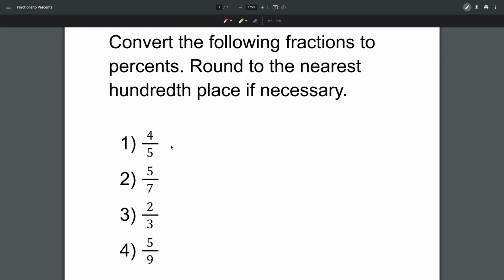We've got 4/5. So the first thing I'm going to do is convert it to a decimal. I'm going to take the numerator, so 4, and divide it by 5. 5 doesn't go into 4, so we're going to write a 0 here, but we're going to make this 4.0, place our decimal point here. And 5 goes into 40 exactly 8 times. 8 times 5 is 40. And we're left with 0 when we subtract 40 from 40. So 4/5 equals 0.8. And that's the decimal form.